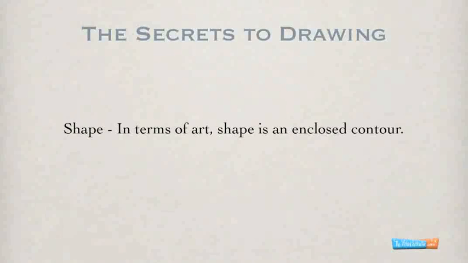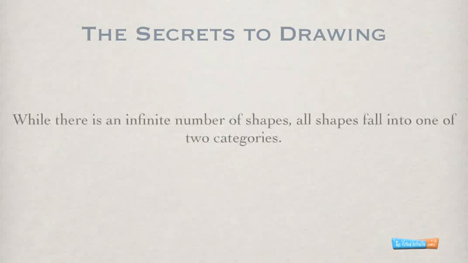In terms of art, shape is an enclosed contour. In the first video, we learned that contour lines are outlines. If we take that line and close it, we've created a shape. While there's an infinite number of shapes, all shapes will fall into one of two categories.